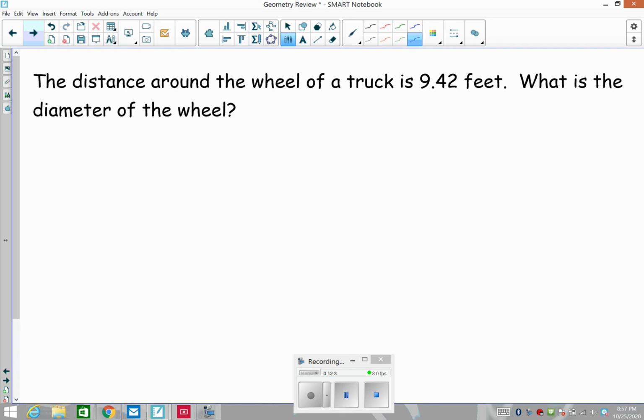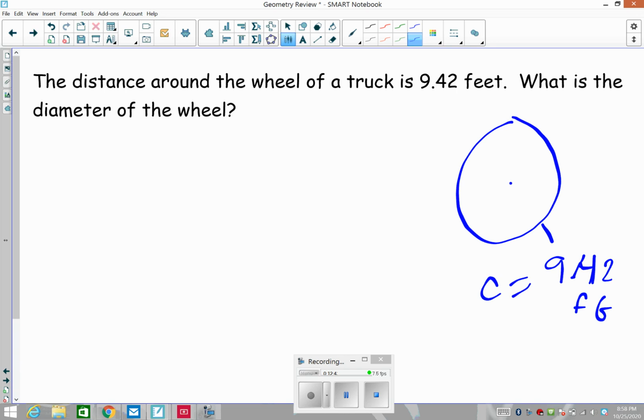The distance around the wheel of a truck is 9.42 feet. So that's also known as the circumference. What is the diameter of the wheel? If we're looking for the diameter, circumference is measured by pi d. When I need a circumference, I'll just use pi d.